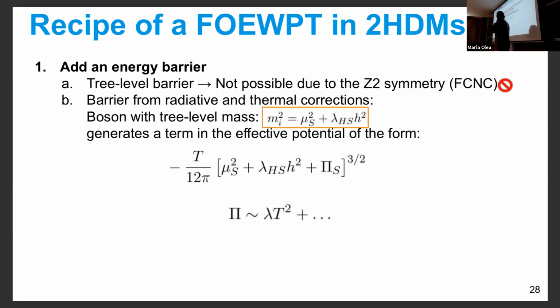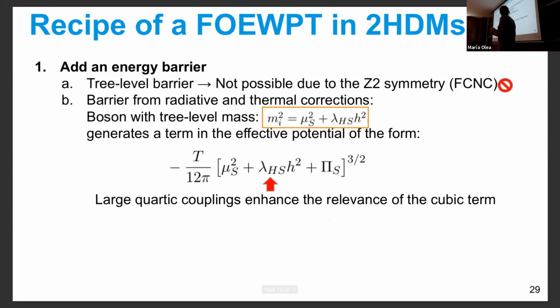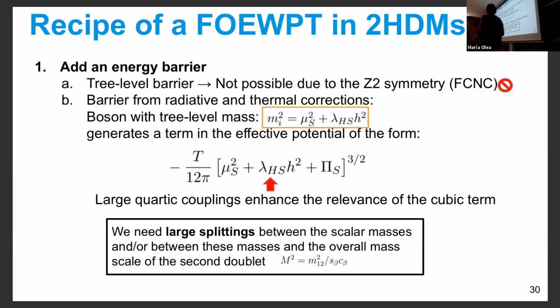And as a toy example, consider a theory with a Higgs that has a mass term coming from bilinear terms in the potential, and another term proportional to the fields and the quartic couplings. In the thermal potential, we will have a term that looks like this. In this, big Pi stands for the thermal mass. So when you have large quartic couplings, this term will be relevant over the bilinear piece or the thermal mass. And then we will effectively generate a term here that is cubic in the fields, and we can have the energy barrier. So we need large quartic couplings, but this translates into needing large splittings between the scalar masses and/or between these masses and the overall mass scale of the soft breaking term divided by sine beta cosine beta.